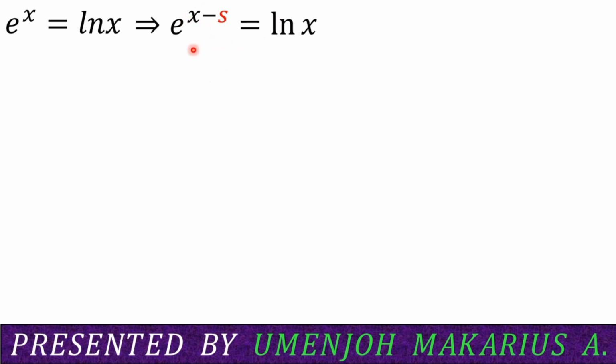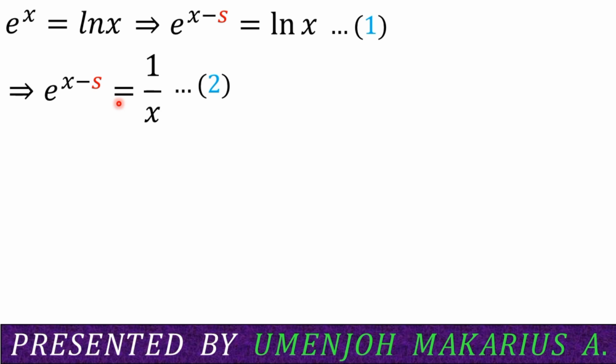So in this case, when we differentiate both sides, let's call this equation 1. We differentiate both sides, and we have e raised to the power x minus s, because we differentiate e raised to the power x minus s, we have e raised to the power x minus s. Differentiating ln x, we have 1 over x. Now let's call this equation 2.